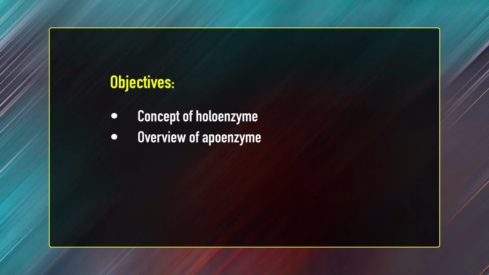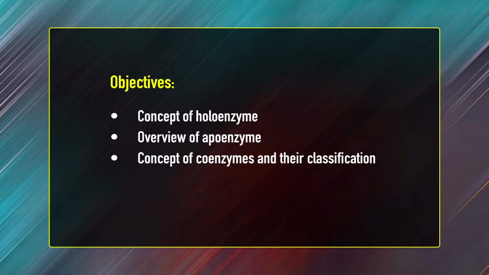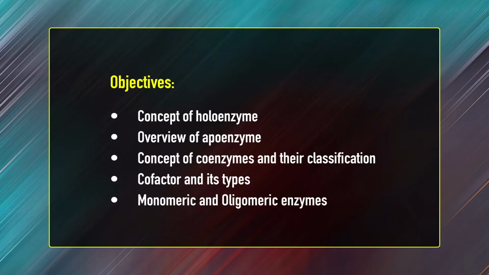Hello and welcome. Dear students, today we are going to discuss an important topic, that is holoenzymes, apoenzymes, cofactors, coenzymes, prosthetic groups, metalloenzymes, monomeric and oligomeric enzymes. The main objectives of today's lecture are to understand the concept of holoenzyme, an overview of apoenzyme, to understand the concept of coenzymes and their classification, to get a general idea about cofactor and its types, monomeric and oligomeric enzymes.